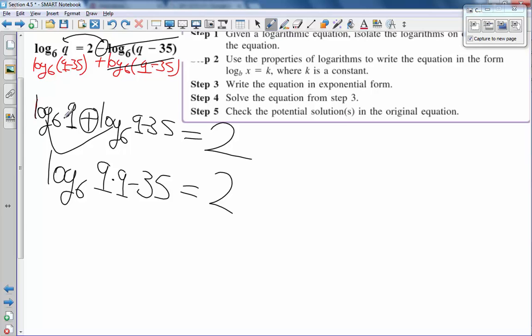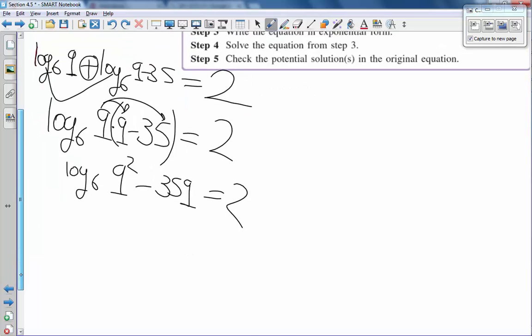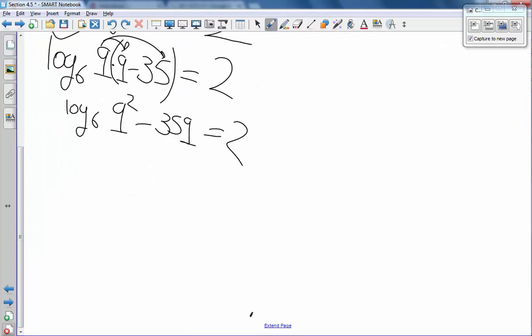Parentheses again. I'm multiplying Q by 2 items. This is just single multiplication. We need a parenthesis and distribution. So it's Q squared minus 35Q equals 2.